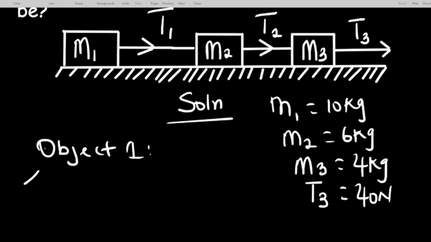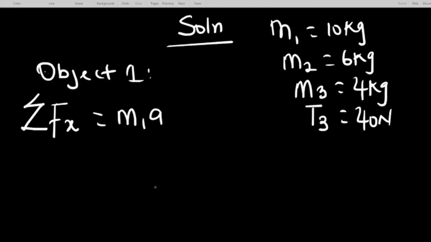we say summation of forces in the x direction equals m1a. Okay, the acceleration would be the same for all of them, but the only thing that's different is their tension. So we say summation of forces in the x direction is equal to m1a. So here we have how many forces are acting on mass 1. So we quickly draw a free body diagram for mass 1.